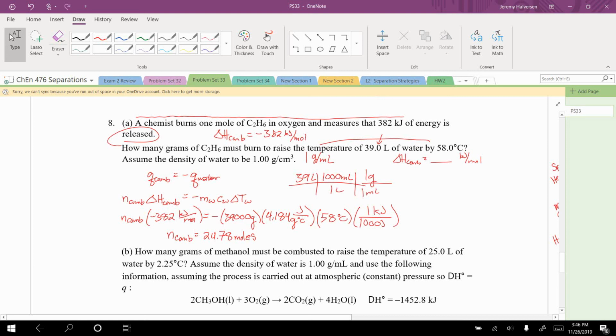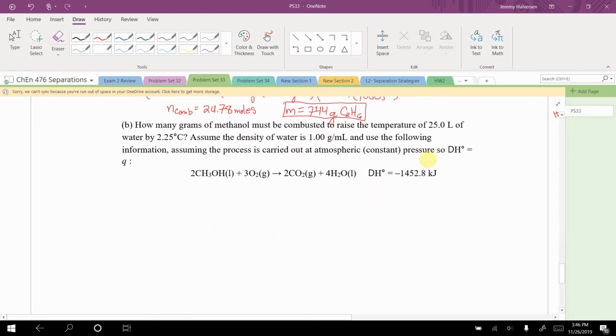Did I do that right? I did. All right, so the mass is going to be 744 grams of C2H6. That's the mass I need to burn in order to generate enough heat to raise that much water that temperature change.